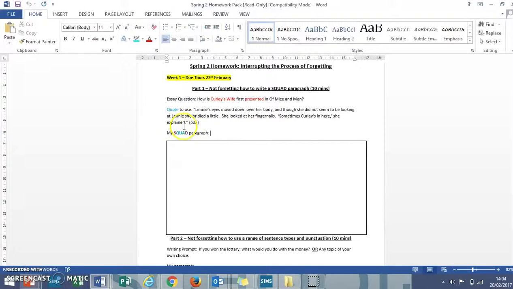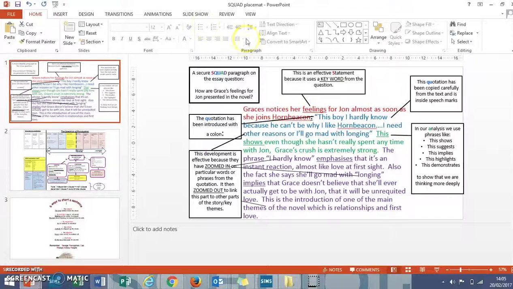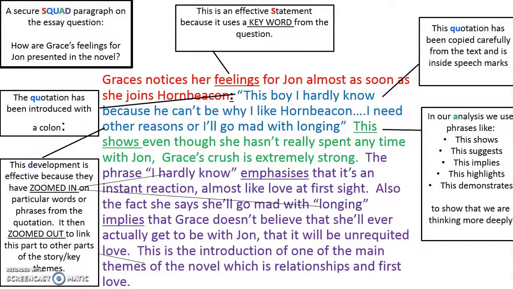Okay, and then we know our longest part is where we're going to do our analysis. This shows, this suggests, this makes me think, this implies. And our development, which is where we zoom in. Now, if you need help with your homework, you can use the placemat. You're going to have copies of these, and also you can obviously look at this video.